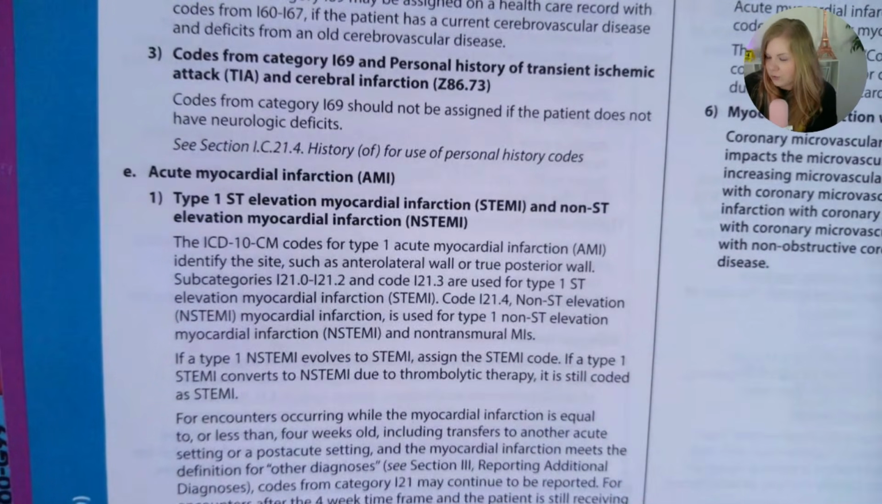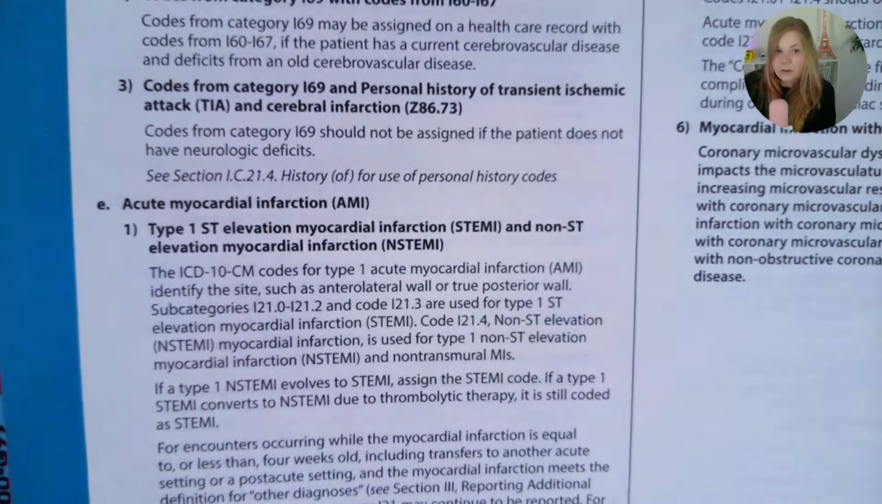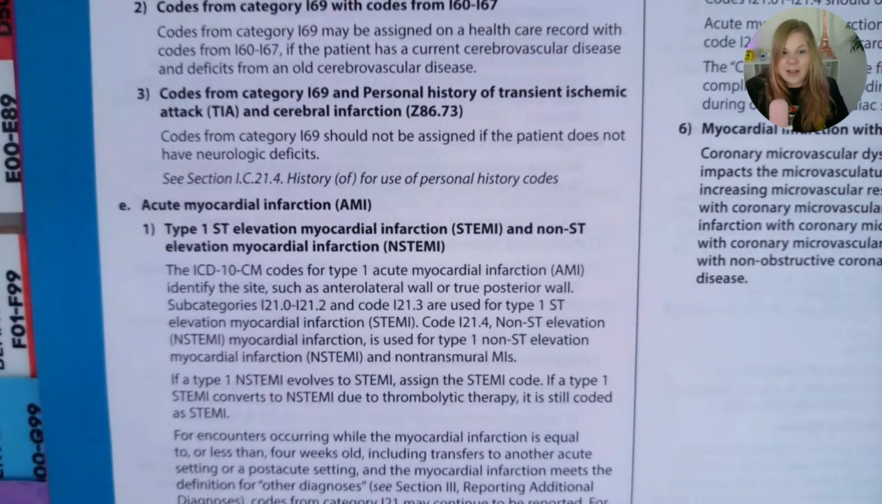We also have our stroke codes in this section, so our I60 through I69 range, and you have to really carefully review the type of stroke and if there's any lingering effects. Also understand that in order to code a stroke, it has to be that the patient is actively having a stroke, or if we're coding for facility coding, the stroke code carries throughout the entire inpatient stay.